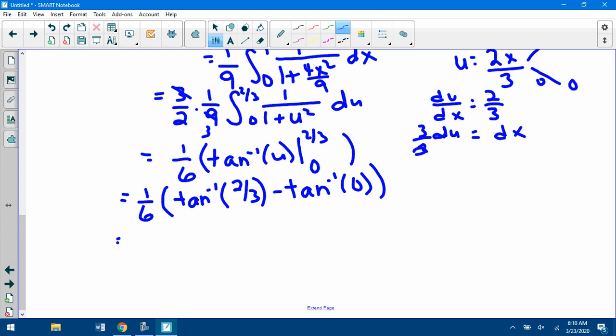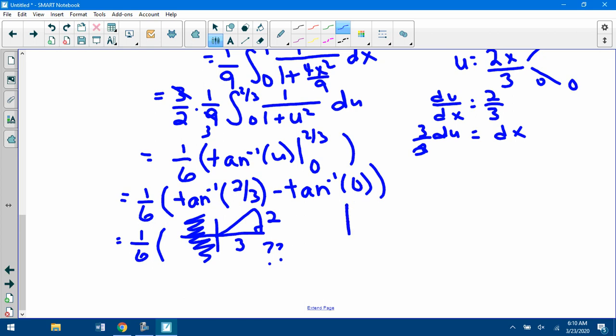To try to evaluate, we're going to have 1/6 times, well, this is going to become, where's tan inverse? Again, we get rid of the left-hand side. It's positive, so it'd be in quadrant 1. Opposite would be 2, and adjacent would be 3. That's not a special triangle. So I don't really know what that angle is going to be. It's going to be an ugly number. We'd have to use our calculator for it. We could, but we don't need to. If we can't evaluate it, just leave it.